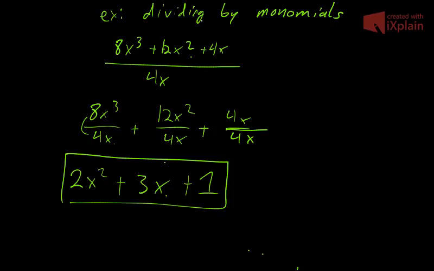So that's not too bad if we're dividing by monomials. All we've got to do is split it up so that everything is over the single term on the bottom, and our life works out pretty well.